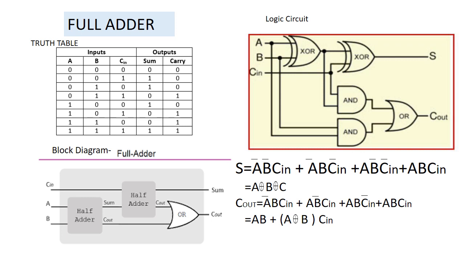Similar is the case for C out. For C out, we obtain the expression as A complement B C in plus A B complement C in plus A B C in complement plus A B C in, which can be written as A B plus (A XOR B) into C in. The expression is represented by using the logic diagram. Here in the logic diagram, we can see that the full adder can be implemented by using two half adders.